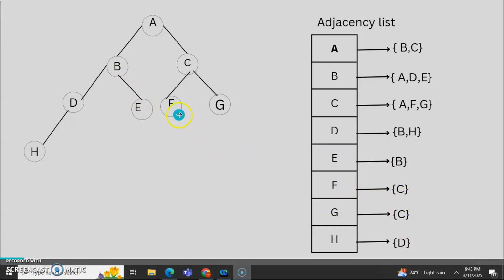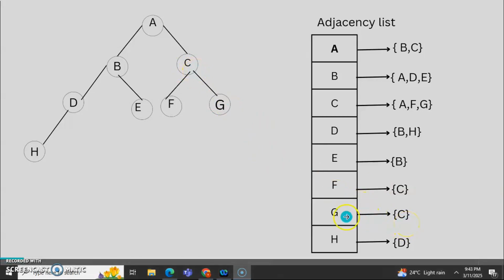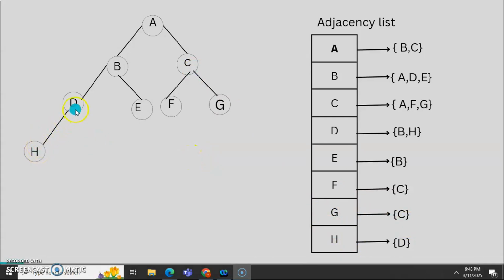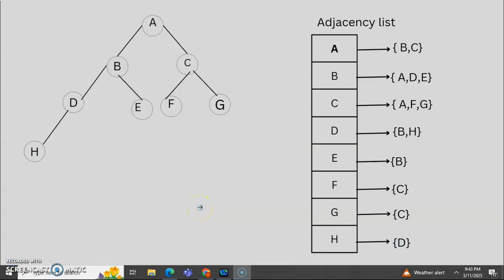For F, there is only one node C connected with one edge, and for G there is only one node connected with one edge, that is C. So C is the adjacent node with G, and for H only one node D is connected with one edge, so the adjacency list for H is D. So this is the way to prepare an adjacency list for a graph. The first job is to prepare the adjacency list for the given graph.